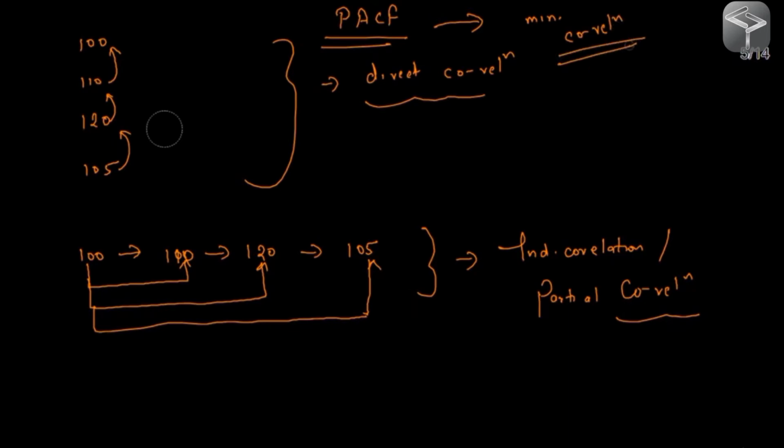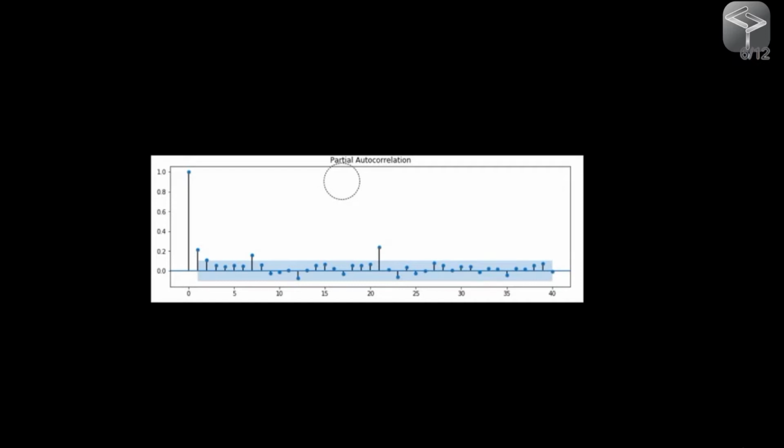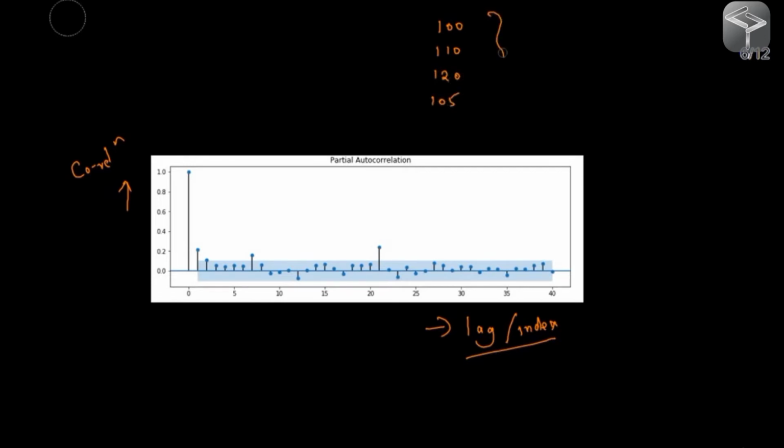So let's try to visualize your PACF graph. This is my partial autocorrelation graph, and you will see on the y-axis you have some correlation, and on the x-axis you have some lag, or I can say index. So on the x-axis I have index, and on the y-axis I have some correlation. Let's say my data was this one: 100, 110, 120, and 105. This is the entire data that we are assuming for this particular video.